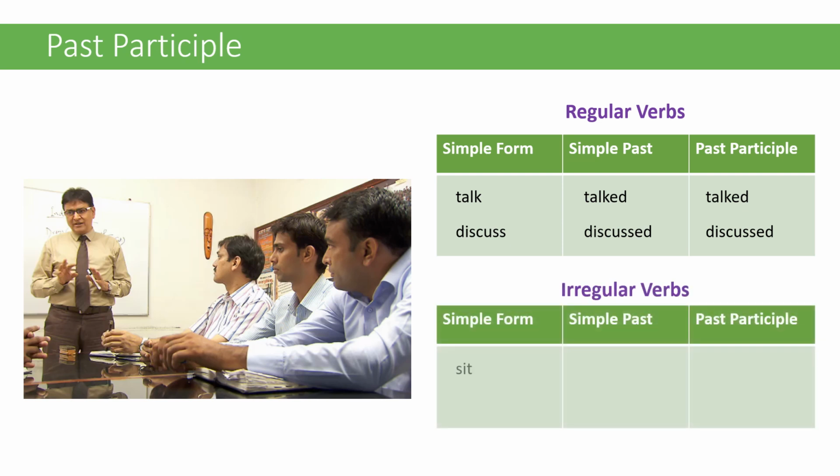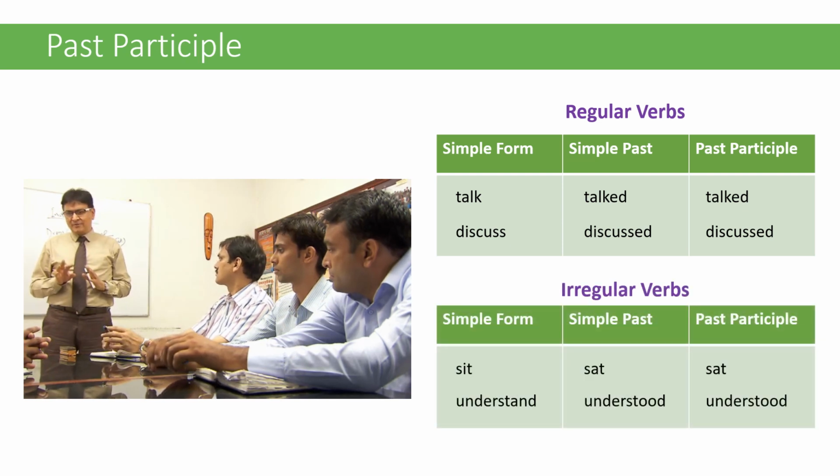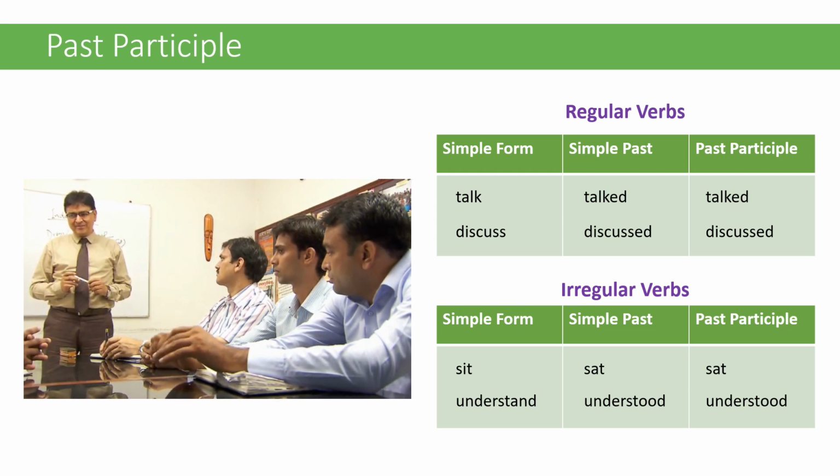First, regular verbs. Talk, talked. Discuss, discussed. Now, irregular verbs. Sit, sat. Understand, understood. You need to memorize the irregular forms. Look at the inside back of your book for a list of irregular verbs.